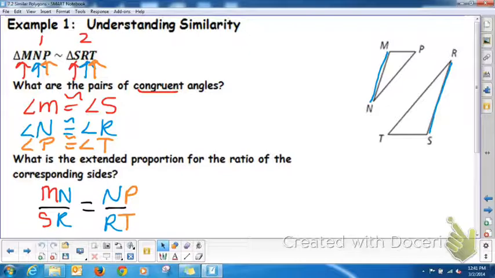We have 3 sides, so we're going to have 3 ratios. The last one, it's going to be MP. And what does it correspond to? I have segment MP, and it corresponds to, what's the matching side in the larger triangle? ST. So this is an extended proportion for the ratio of the corresponding sides.